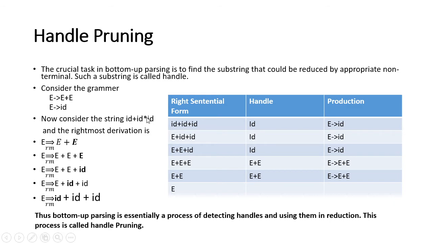Now if you look at the table, in ID plus ID plus ID, the first ID will be changed to E, so ID is called a handle, and this ID has been changed by the production ID to E. Again the second ID is the handle which is changed to E, the third one is also changed to E, then E plus E is changed to E, and E plus E is again changed to E. The process of detecting handles and using them in reduction is also called handle pruning.